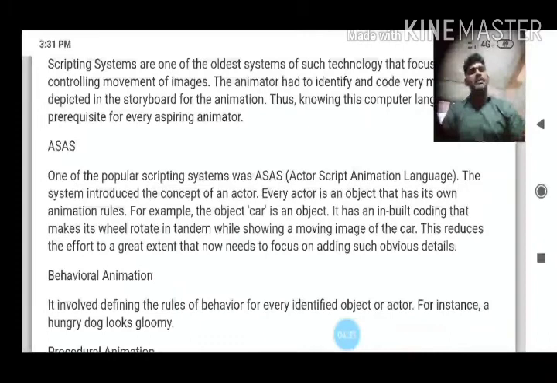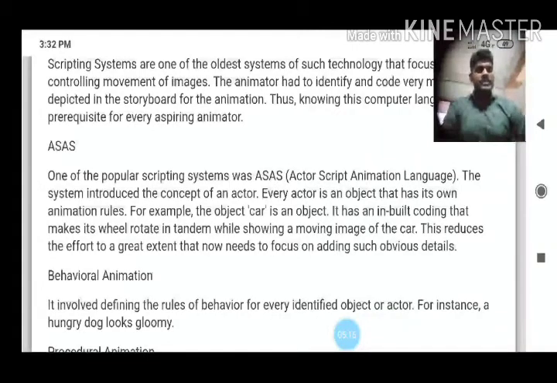So actor script animation language means what a particular actor, that means a specific object, has to perform. Everything is described in a scripting language. The scripting language in animation is called actor script animation language. It is nothing but writing what a particular object exactly has to do.